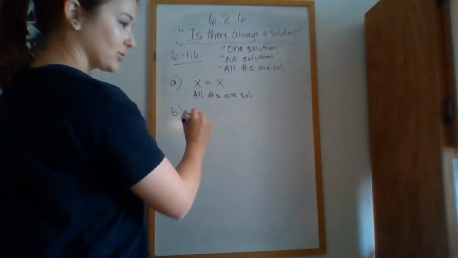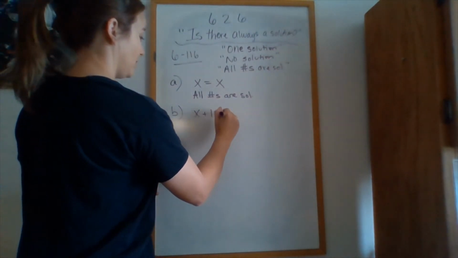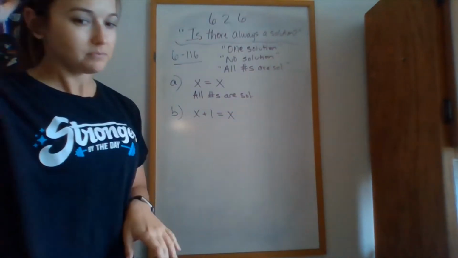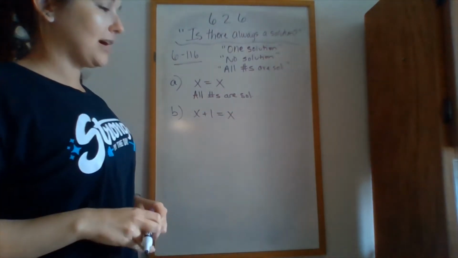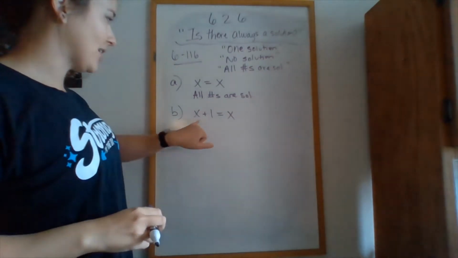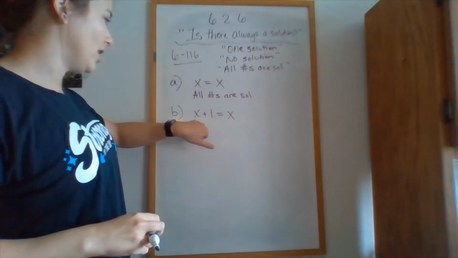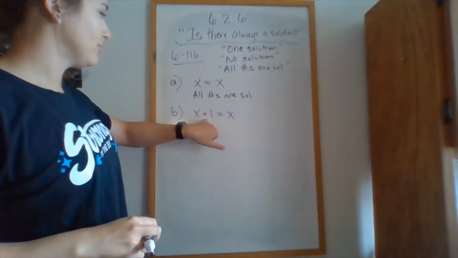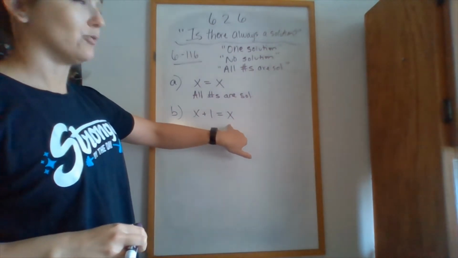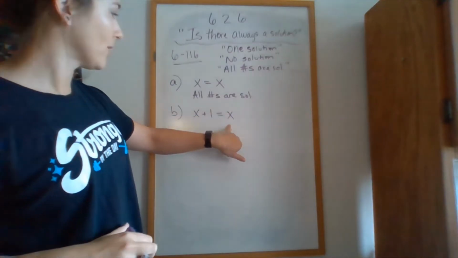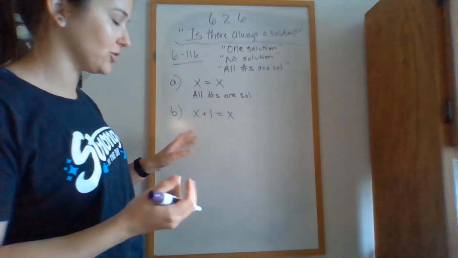Part B says x plus 1 equals x. Now you might look at this and start trying out numbers, like you could do -1 for x. So -1 plus 1 equals 0, which does not equal -1. So already we're noticing some issues.